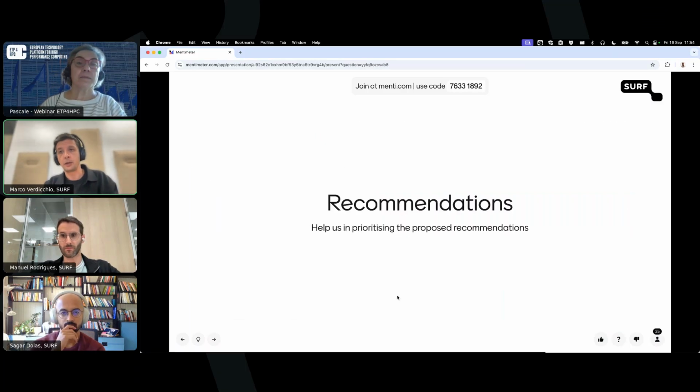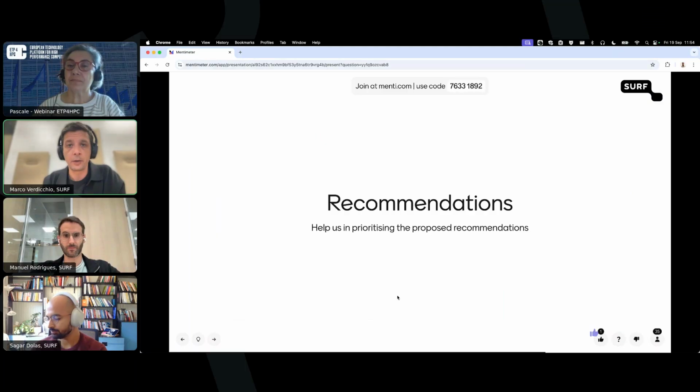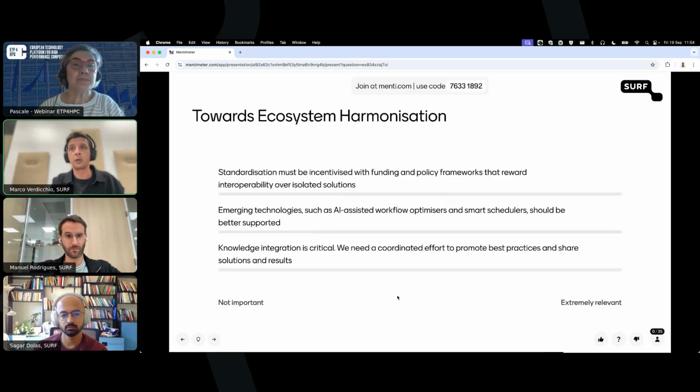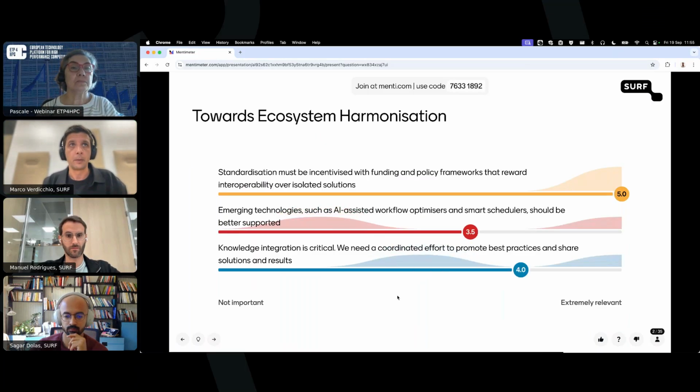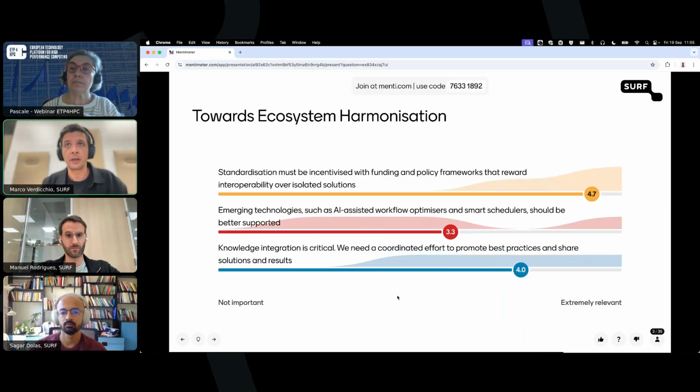Okay, so thanks everyone for this answer. Then the last part, the third section, is on recommendation. So here the idea is similar to the challenges that you saw before, to rate from not important to extremely relevant which of these recommendations. Try to give a priority, how urgent is it for you, or whether it can be addressed later on, longer term. So 5 for extremely relevant, 1 for not important.